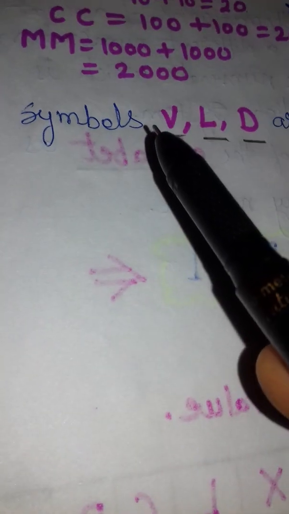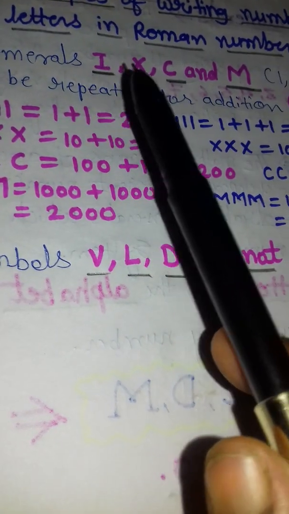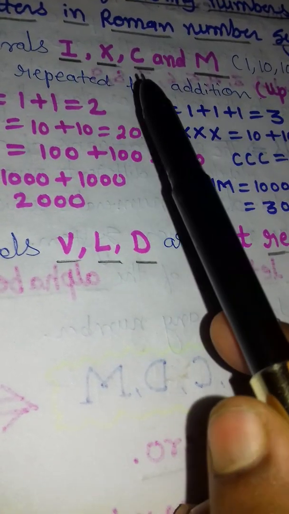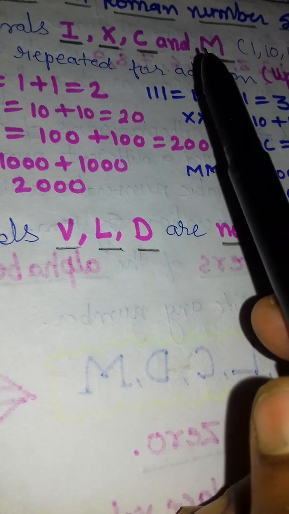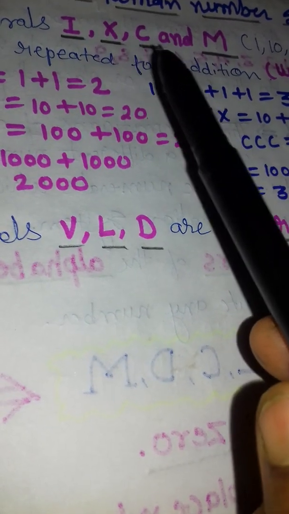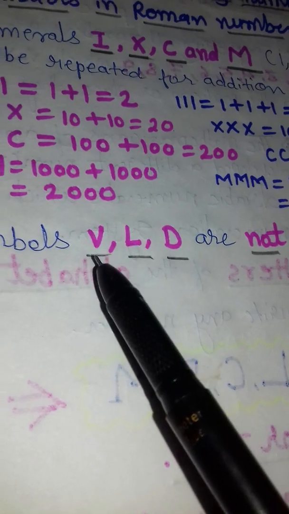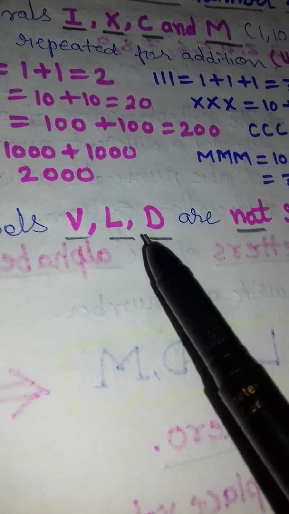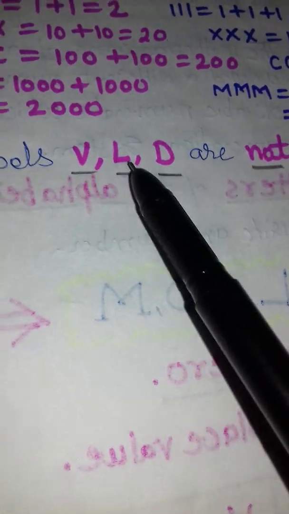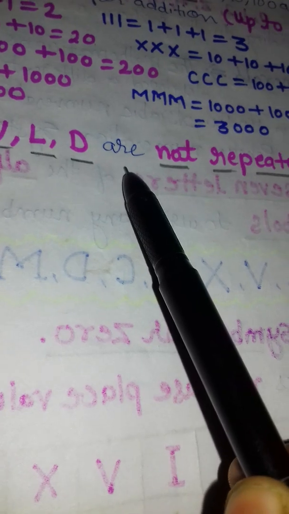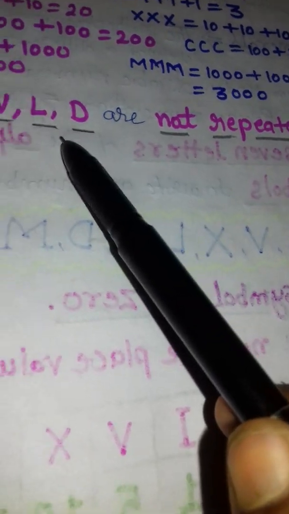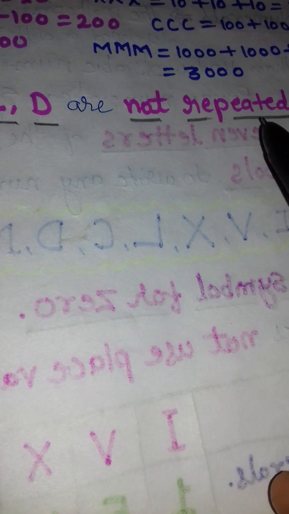Now see the next rule. Symbols V, L, D. Now 4 symbols we have already used: I, X, C, M. 1, 2, 3, 4. Now how many symbols are left? There are 7 symbols, 4 are already used. So how many are left? 3. 1, 2, 3: V, L, D. So this rule says, symbols V, L, D are not repeated. We cannot repeat these symbols.